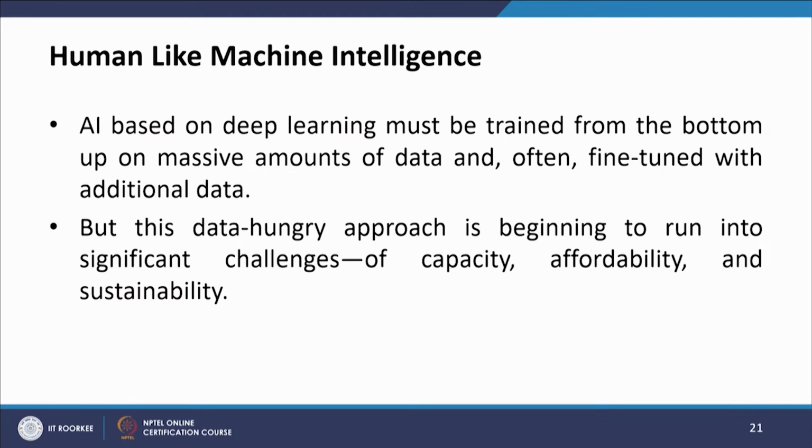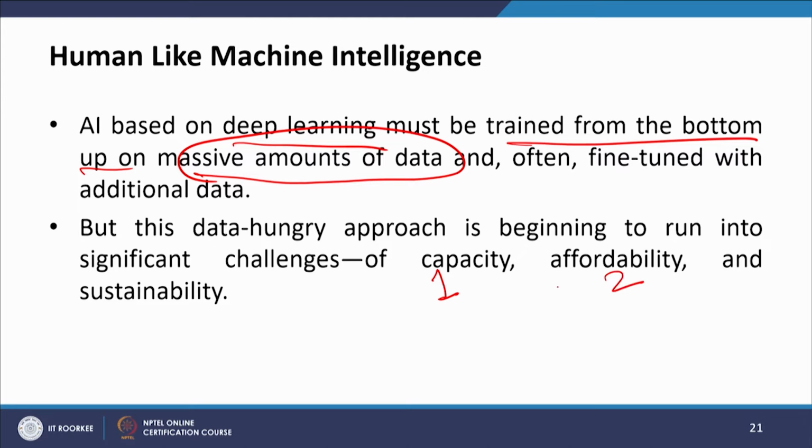AI based on deep learning must be trained from the bottom up on massive amounts of data and often fine-tuned with additional data. So, deep learning is trained from the bottom up and a massive amount of data is required. But this data-hungry approach is beginning to run into significant challenges. Challenges of capacity, challenge of affordability, and the challenge of sustainability. So, these are the three challenges that deep learning faces.